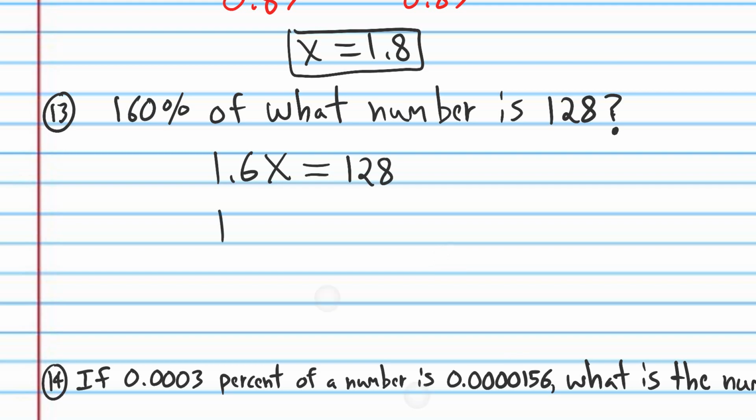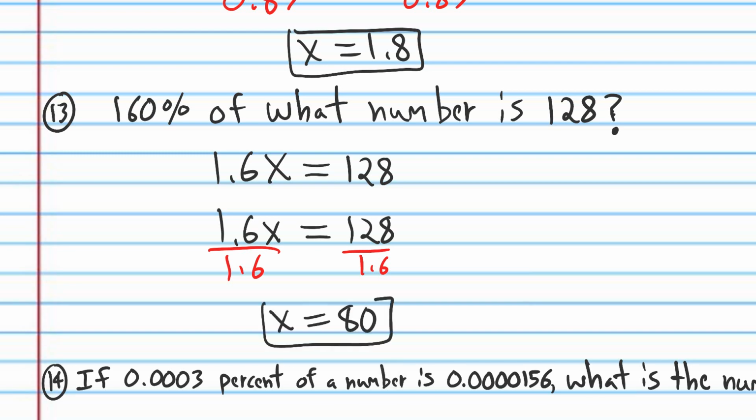So now it's just a one-step algebraic equation. We divide both sides by 1.6, and I've got to get my calculator. Again, you could do this on paper. We learned how to do this calculation in my previous course, but it's just going to take too much time. So if you got 80, good job.